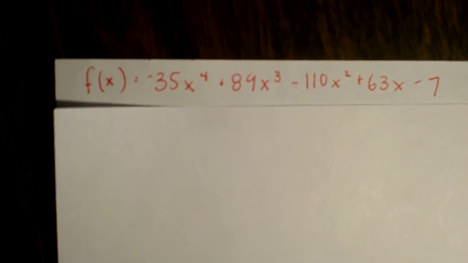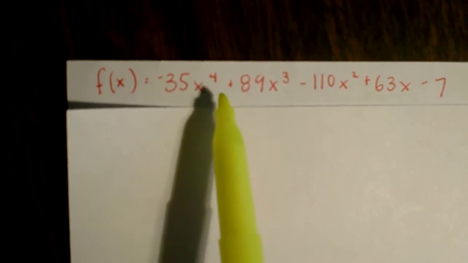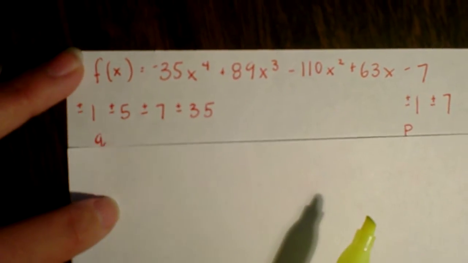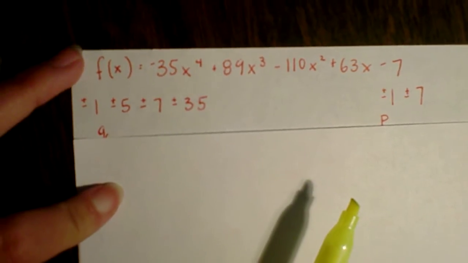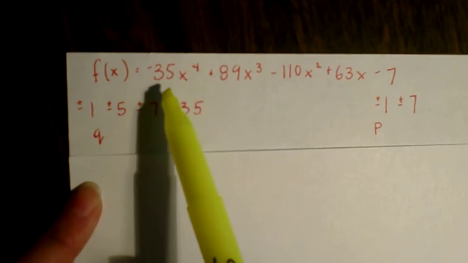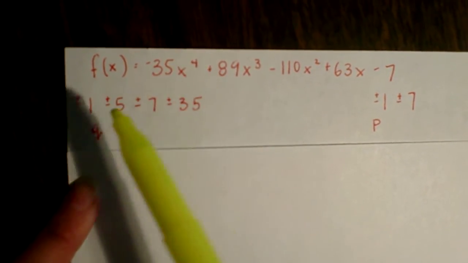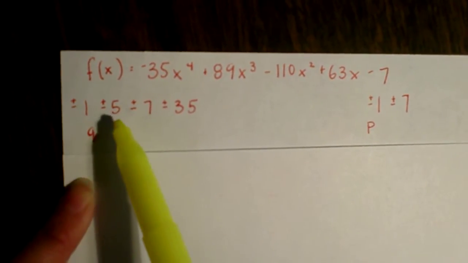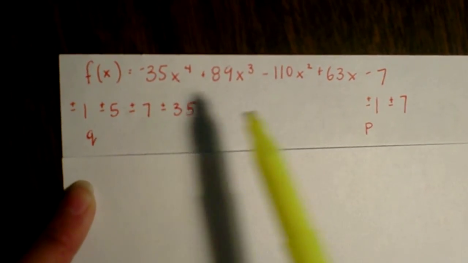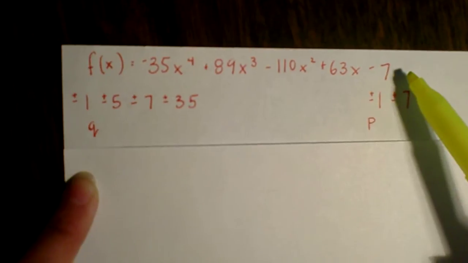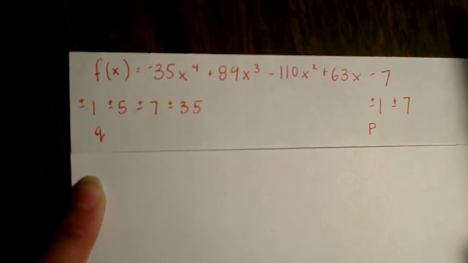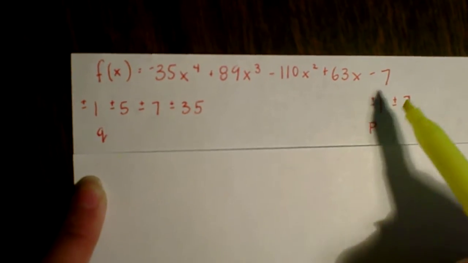We are given a polynomial of a fourth degree, and we are going to find all the zeros. So the first step is to find the possible real rational zeros, and to do this, we will list the factors of negative 35, the leading coefficient, which is positive or negative 1, positive negative 5, positive negative 7, and positive negative 35. We will also find the factors of negative 7, which is the constant, which is positive negative 1, positive negative 7. This is considered the q's, and this is the p's.